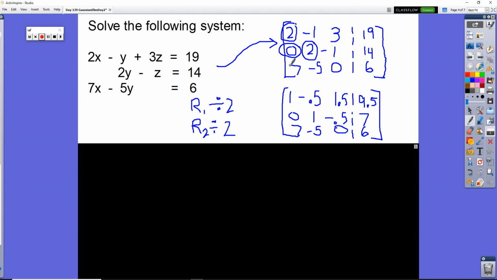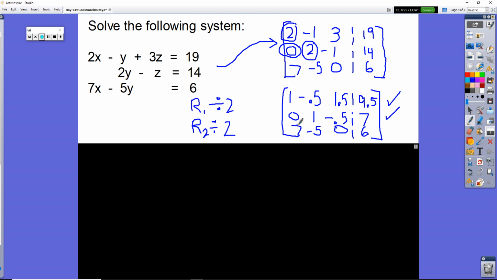So the new middle row is going to be 0 divided by 2, which is 0, 2 divided by 2, which is 1, -1 divided by 2, which is -1/2, 14 divided by 2, which is 7. I haven't even touched the third row yet, but already my top row and my second row are all set. This is looking exactly the way we want it to look for the row echelon form. The only thing that's wrong right now is the bottom row. So it's now time to go work on the bottom row.